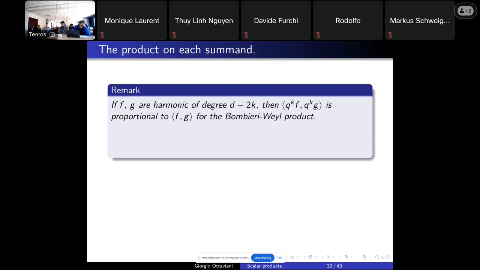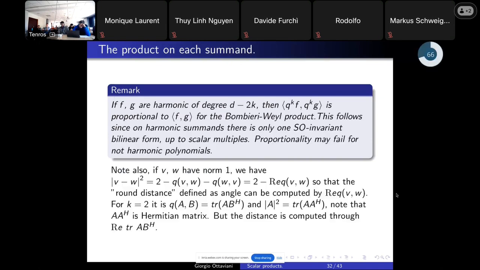that if you have two summands, so in the harmonic part, this is really Bombieri-Weil in that part. So essentially, all the other products are constructed by Bombieri-Weil, interpreted in each summand. So regarding this conic application, it means that the membership oracle in the cone is linear programming? Yes.